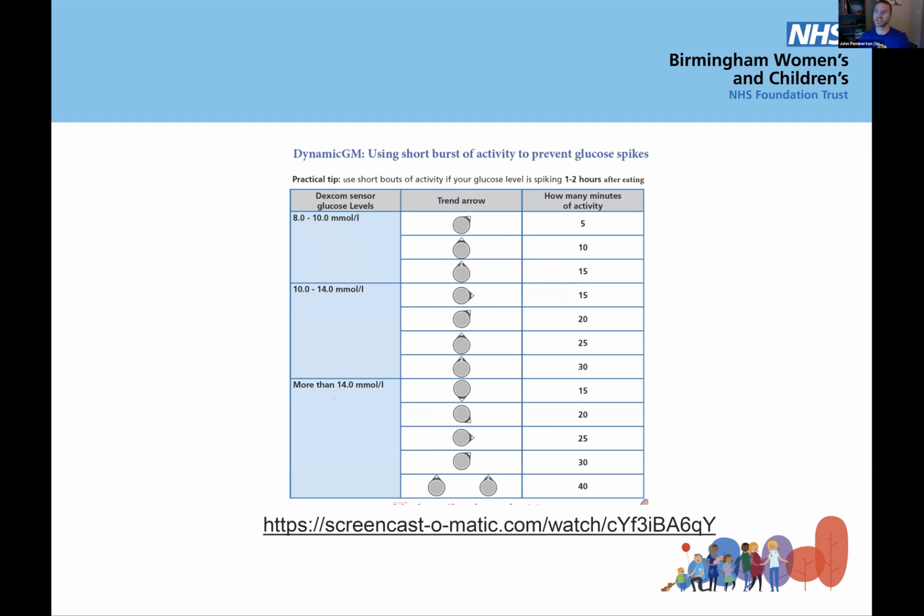Okay, so consider the situation. As happens with diabetes a lot, yes, we would love to give our insulin 15-20 minutes before eating every meal, but the reality of life is it doesn't work like that.